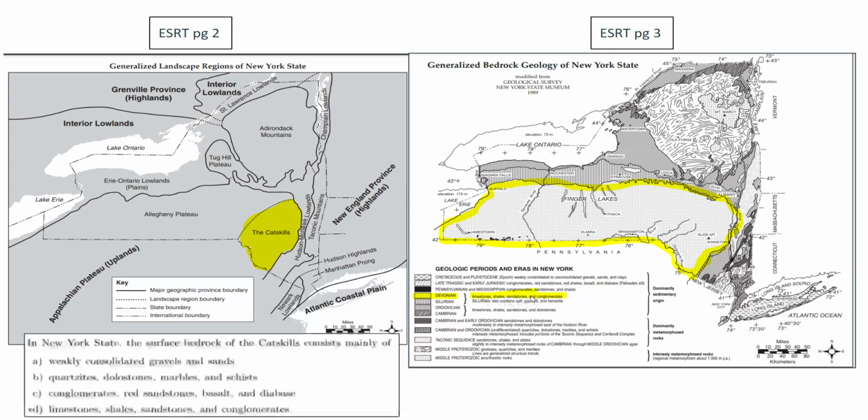from that time period. So that's why in New York State, the surface bedrock of the Catskills consists mostly of D, limestone, shale, sandstone, and conglomerate. Because these two areas match between page 2 and page 3. I started from page 2 because Catskills is a landscape region on page 2, and this area matches page 3 of my reference table. And this area on my reference table is a Devonian time period, and the Devonian time period has these rocks as the bedrock.